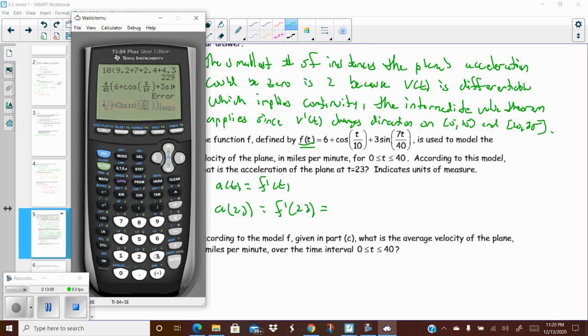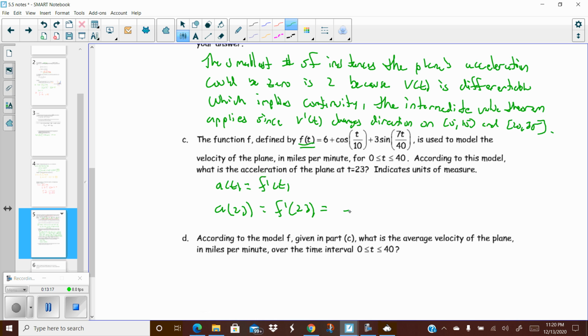At x equals 23, negative 0.407. Negative 0.407. You could have rounded that to negative 0.408, and that's fine too. Make sure if you round, you do it correctly. I just like to write the 3 numbers because that's acceptable.